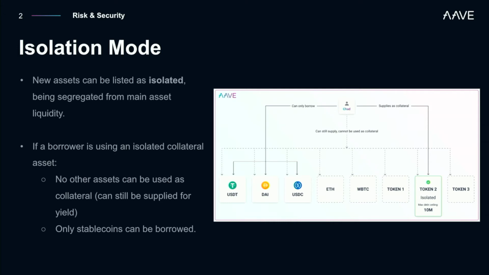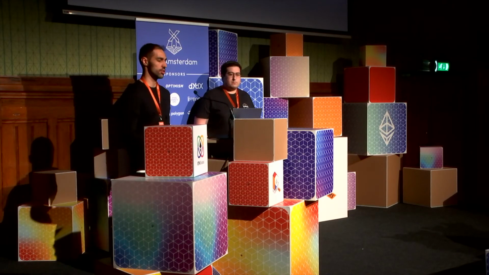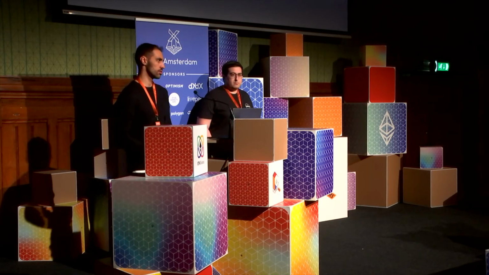So the community can list assets in isolation mode, and users using this isolated asset as collateral will only be able to borrow up to a certain limit of assets. For example, in this case, we have token 2, which is listed in isolation mode with a debt ceiling of 10 million. That means users can use token 2 as collateral, but they will only be able to borrow up to $10 million worth of assets in stablecoins.